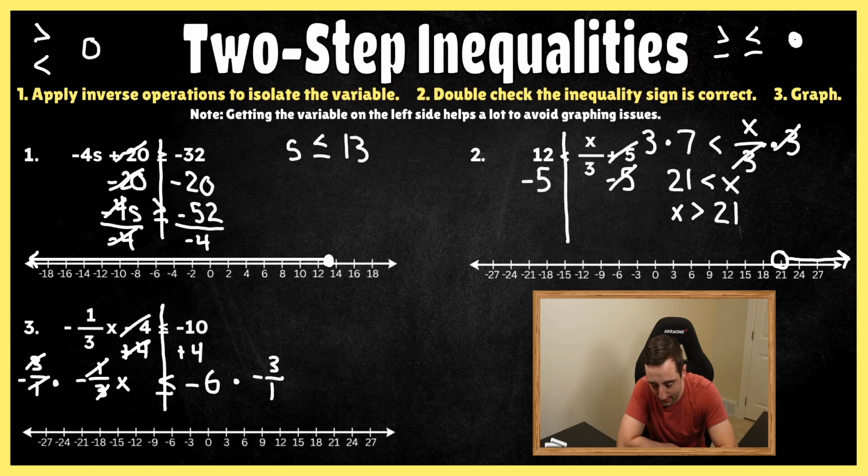So everything's going to cancel on the left side, so you're left with x all by itself, just like we want. Negative 6 times negative 3 is a positive 18, but we do not want to forget we just multiplied by negative 3, which means our sign needs to flip directions, and our final answer is x is greater than or equal to 18, which is going to be a closed circle on 18 with an arrow going to the right because it's just simply pointing that direction.